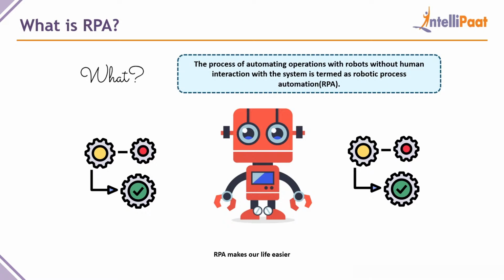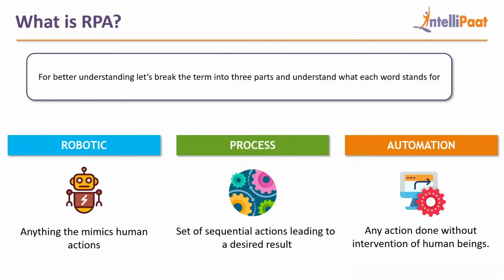What does that mean? To understand this better, let's break this term down word by word, so that we get a zest of what it actually means. This term is basically made up of three parts: robotic, process, and automation. So what does robotic mean? Very intuitive, right? Anything which a robot does is termed as robotic.